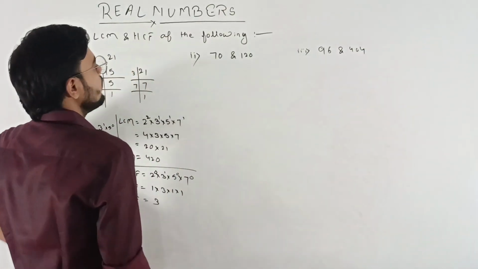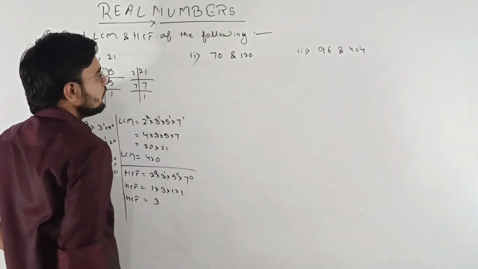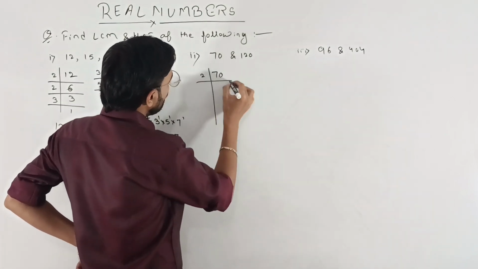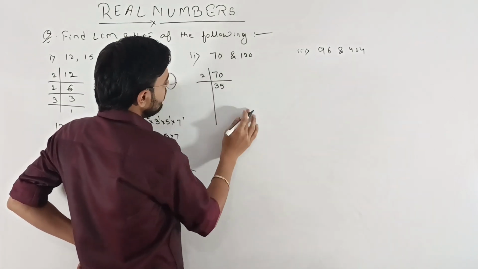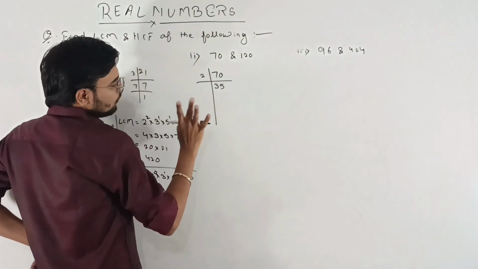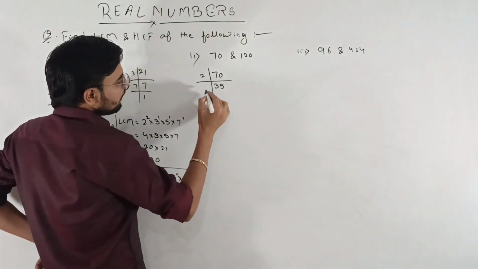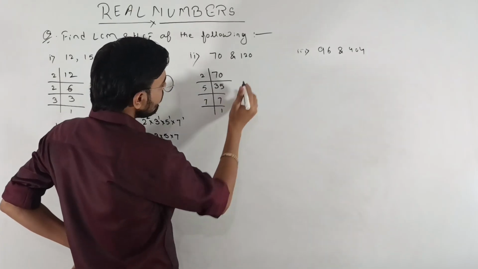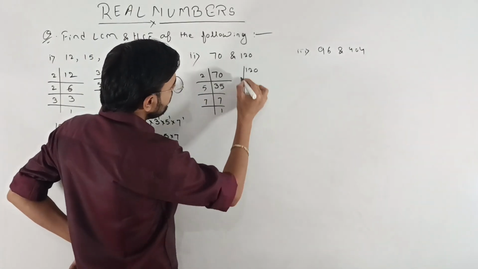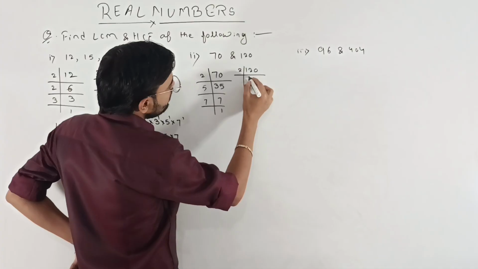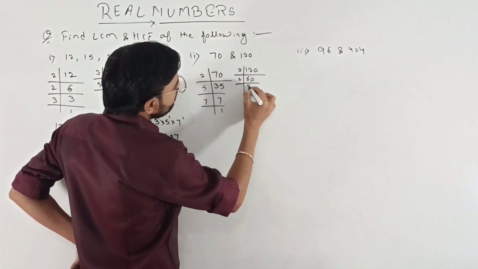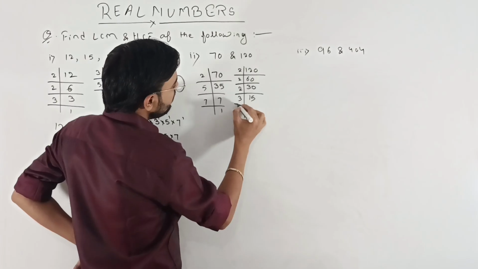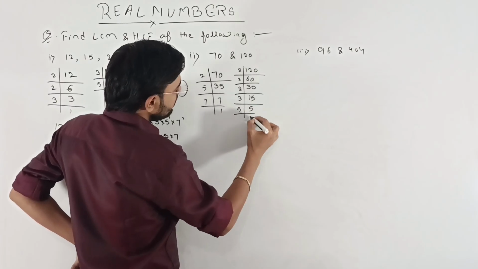Now let's do the second: 70 and 120. First step, find prime factorization of 70. 2 times 35. Then this is not divisible by 2, 3 or 5. 7 times, then 7 ones. Okay, now for 120: 2 sixes are 12, 2 times 30, then 2 times 15, then 3 times 5, then 5 ones.